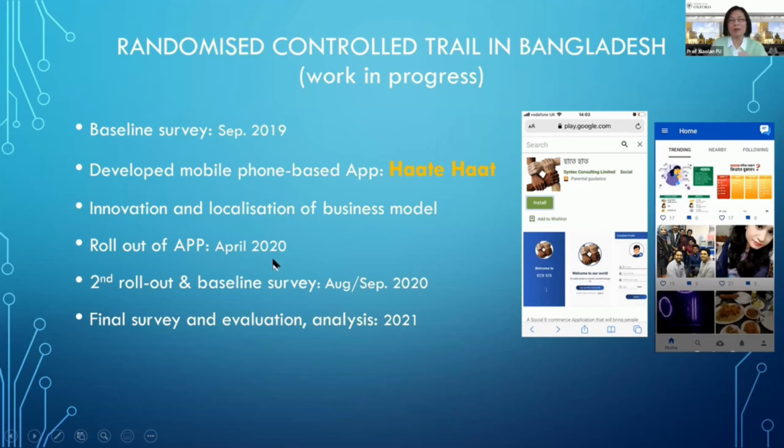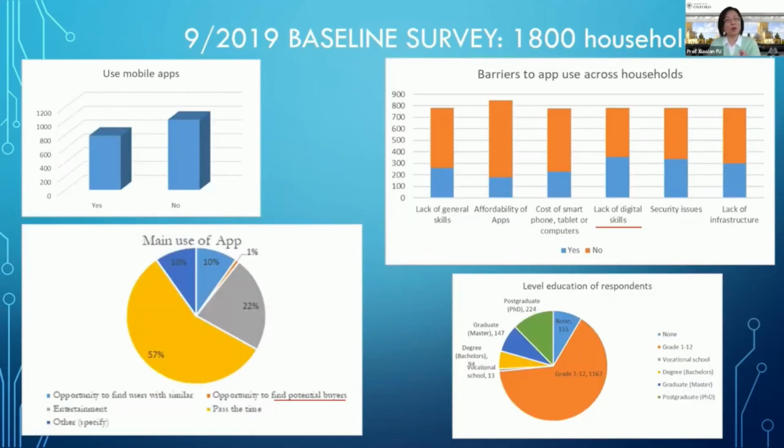Because of the pandemic, we did a second rollout of the mobile app. Once in April last year, and the second one in August, September last year. So what we need to do this year is the final survey, and the evaluation and analysis. Because of the time, I will quickly share just a few findings. Just 1 minute, please.